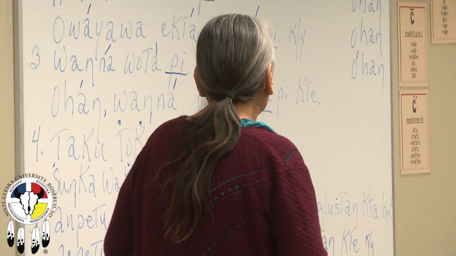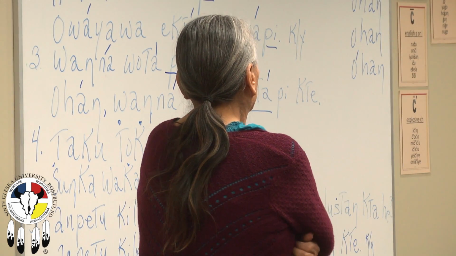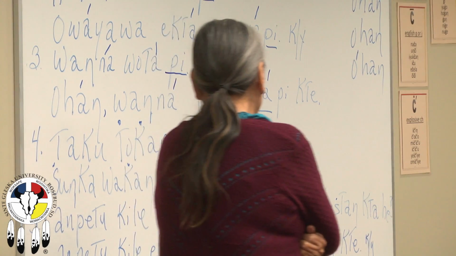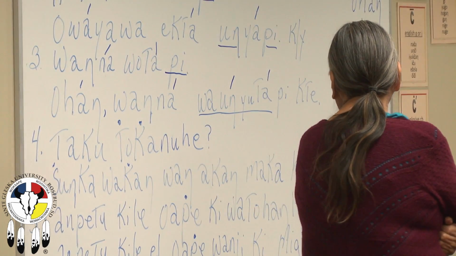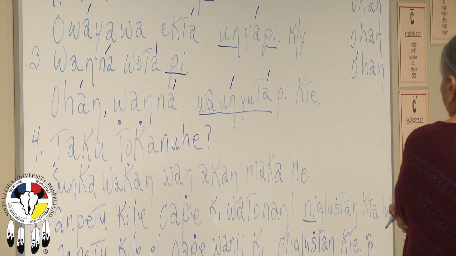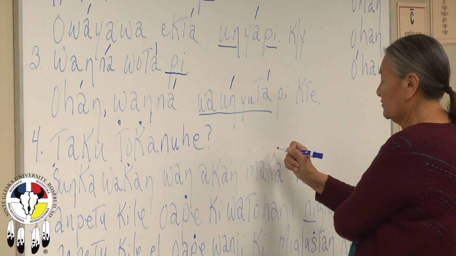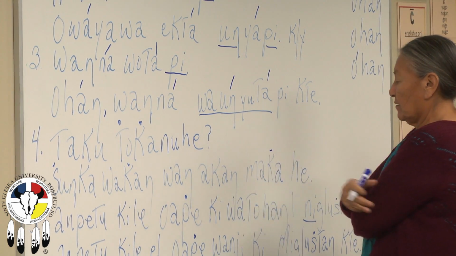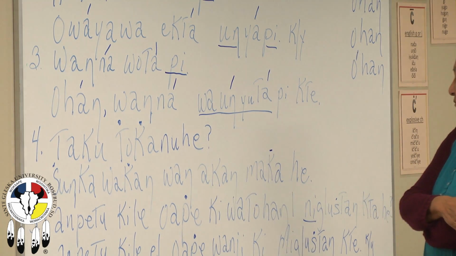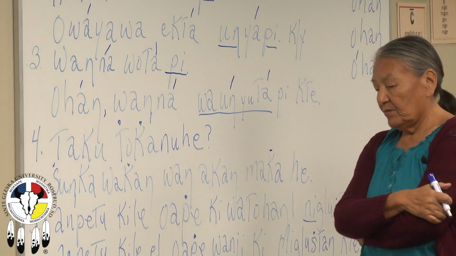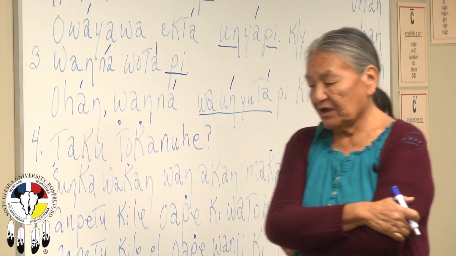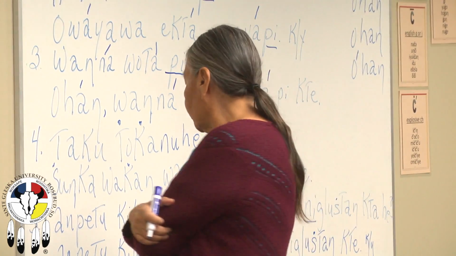Shunka wa kan wa akamaka he. It's a long K. Mankahe, something I am doing. I am sitting on a horse.